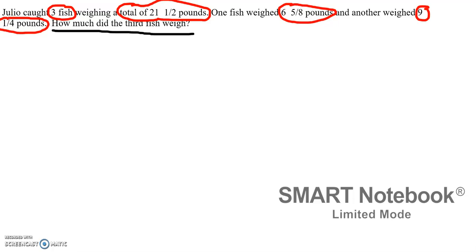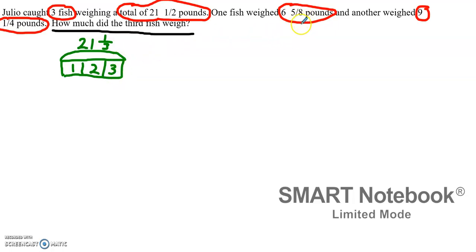Before I solve any kind of word problem, I like to draw it out. Here I know that we have 3 fish. I'm not the best drawer, so I'm going to use a bar model. Here's my bar model. I'm not trying to draw it to scale. And I know that if I added all 3 of them, that's going to be the 21 1/2. We have our 3 fish, fish 1, fish 2, fish 3. I'm just drawing a picture.